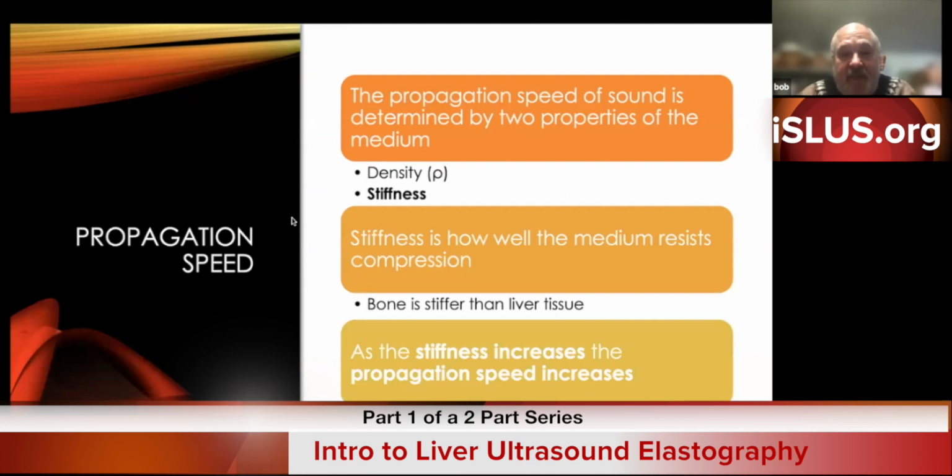One thing that's going to be important is the propagation speed of the sound wave, also called the velocity. It's determined by two properties of the medium: density and stiffness. Density is how close all the molecules are together, and stiffness is how well the medium resists compression. Bone is stiffer than liver tissue. As the stiffness increases, the propagation speed increases.